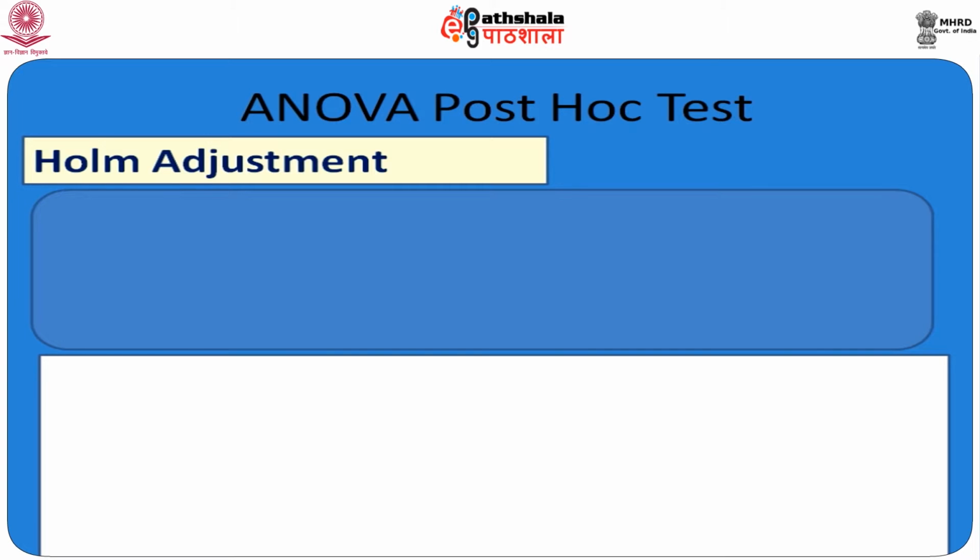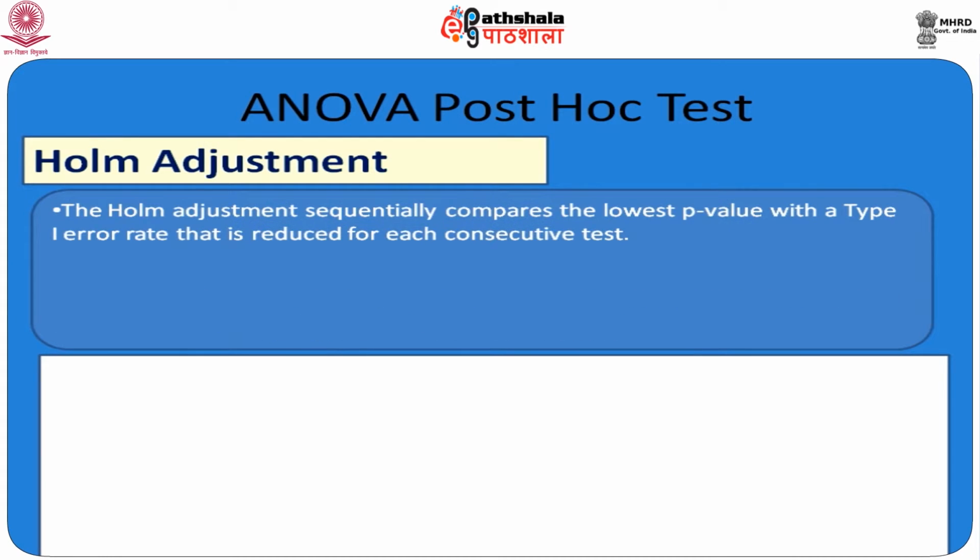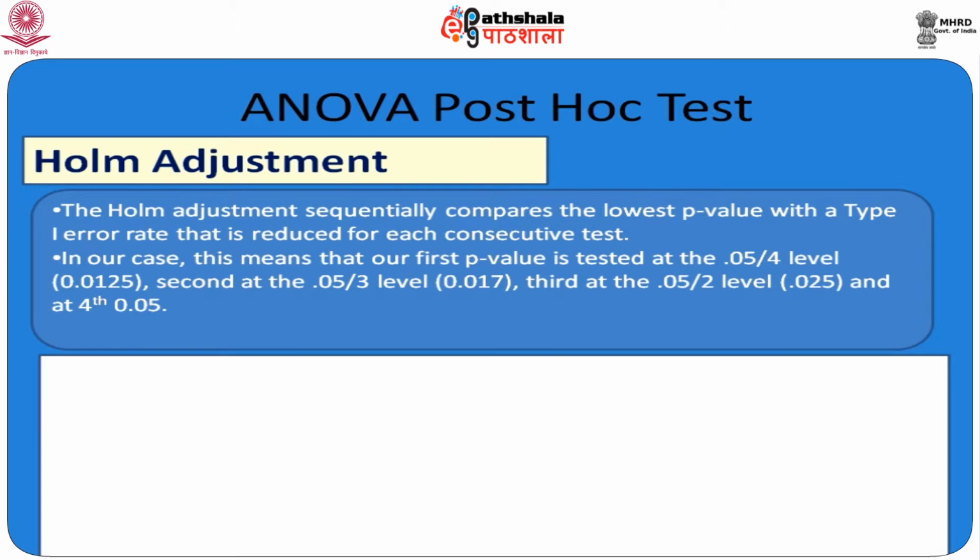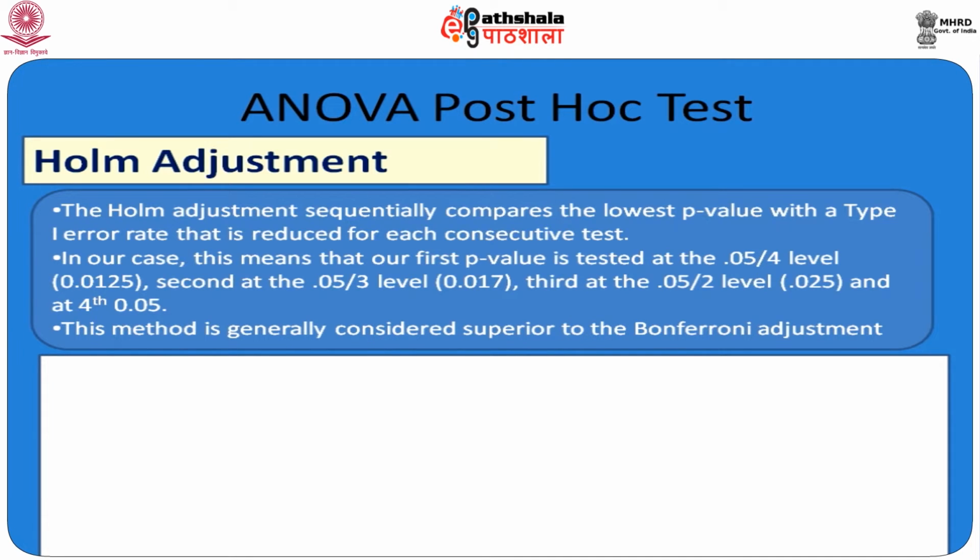Next, I look at the Holm adjustment. The Holm adjustment sequentially compares the lowest p-value with a type 1 error rate that is reduced for each consecutive test. Let me work it out here for our case. For the first test, the type 1 error probability would be 0.05 by 4. There are 4 groups, so 0.05 by 4, that is 0.0125, and the second is 0.05 by 3, that is 0.0167. The third test is 0.05 by 2, that is 0.025, and the fourth is 0.05. This method is generally considered superior to the Bonferroni adjustment.